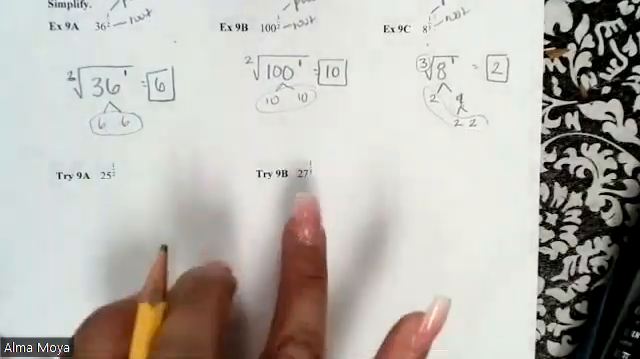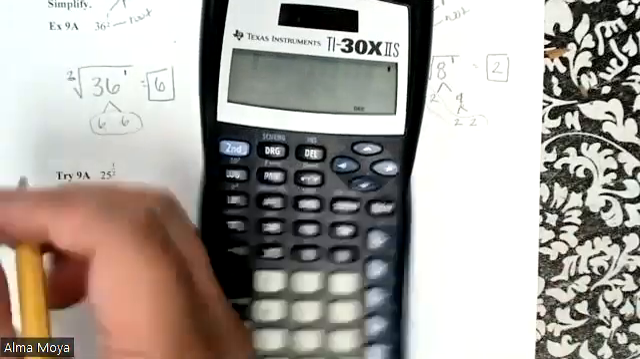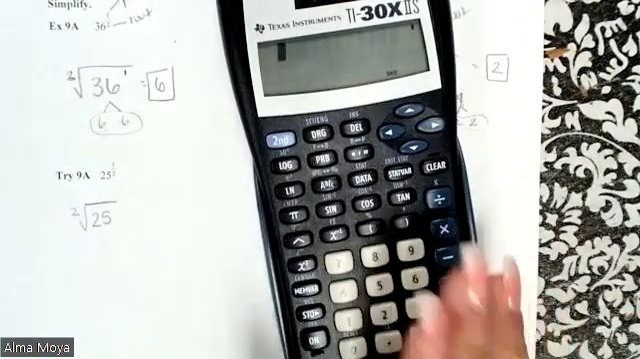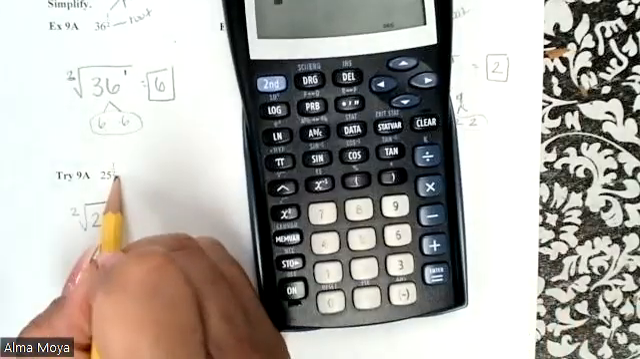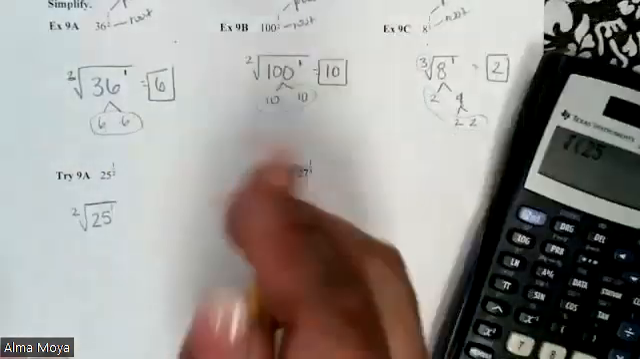All right, let's go ahead and let's try these. I'm just going to type these in the calculator. So this is the same as saying 25, and that's a square root. And the power is 1. 1 is the power, 2 is the root. Square root of 25, and that gives me a 5.